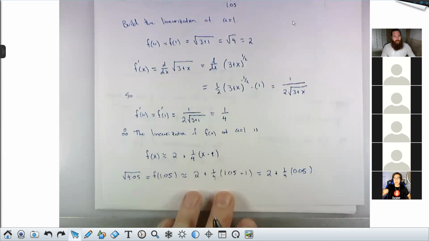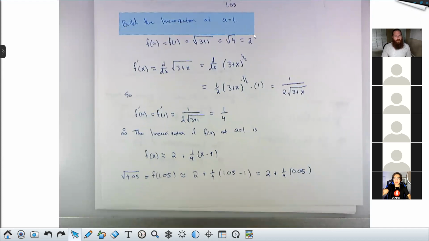Thanks. So we build the linearization at a equals 1. To do that, I need to come up with my point and my slope. So my slope is 1/4 and my point is (1, 2). So my linearization, I just plug into my formula, is this. And then I observe that f of 1.05 is exactly what I want, the square root of 4.05. And that's approximately equal to what I get when I plug 1.05 into the linearization.